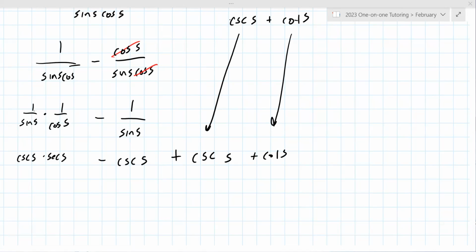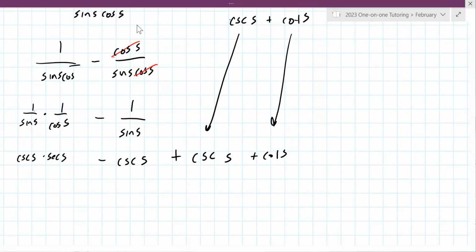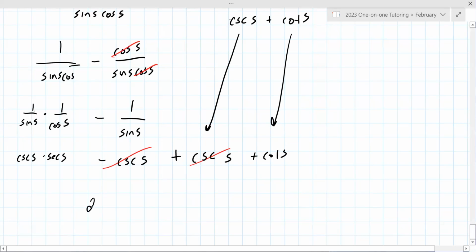The cosecants cancel. That's right. And if you're looking ahead at the answer, you're like, oh, that's good. That's really good news because my answer is cotangent S plus cosecant S secant S, and that's the same.